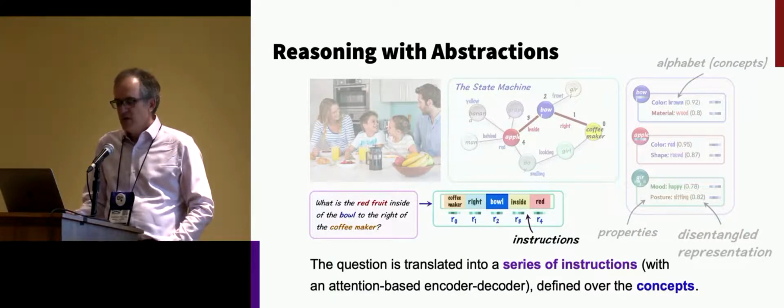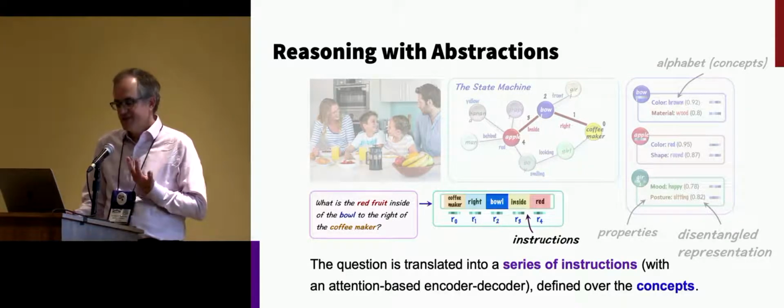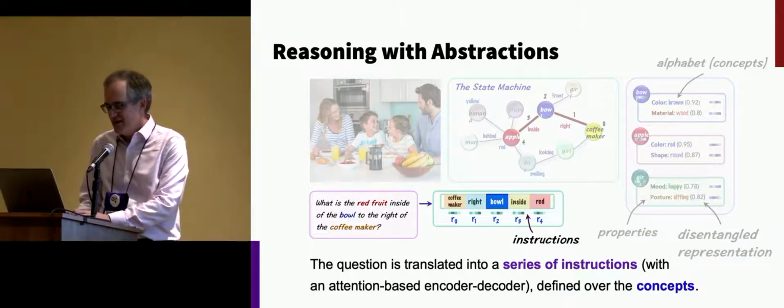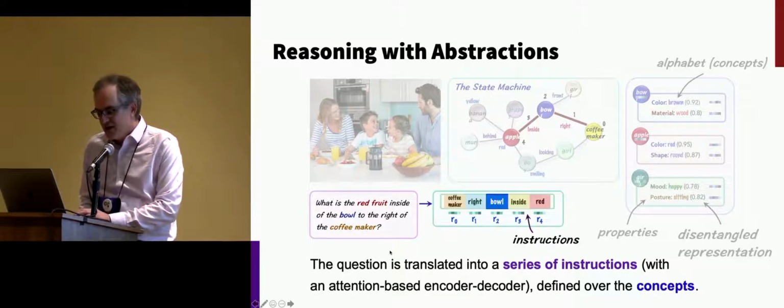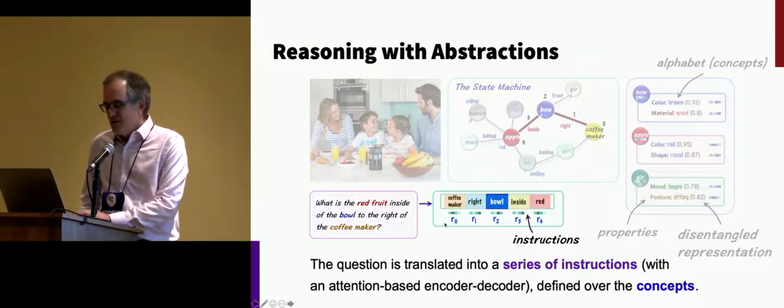Then if we have a question, we're also going to interpret the question as a series of instructions over these same concepts. We take the question words and use an attention-based decoder to produce a series of concept attentions representing the question. So for "What is the red fruit inside of the bowl to the right of the coffee maker?", the encoder-decoder is going to translate that into these attentions over concepts: coffee maker, right, bowl, inside, red.